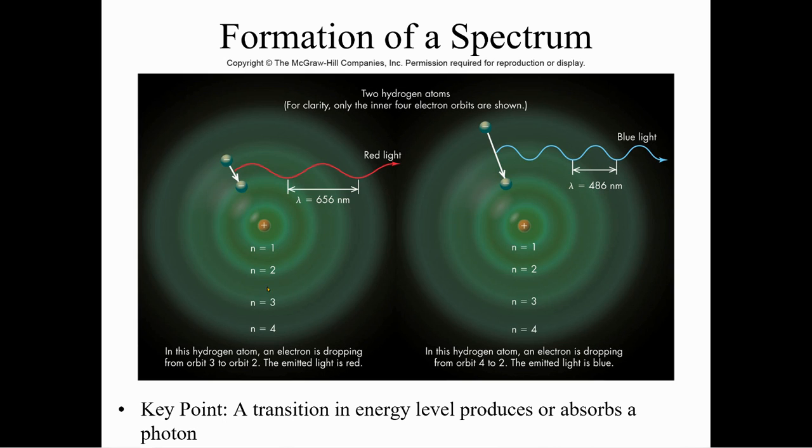But when it drops one energy level, say from 3 to 2 in this hydrogen atom, an electron is dropping from orbit 3 to orbit 2. The emitted light is red. If an electron drops from orbit 4 to orbit 2, the emitted light is blue. So this spectrum is going to be blue and red. Key point: a transition in energy levels produces or absorbs a photon. If it's dropping, it's going to produce a photon. If it moves out an energy level, it absorbs a photon.